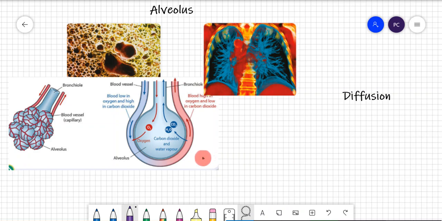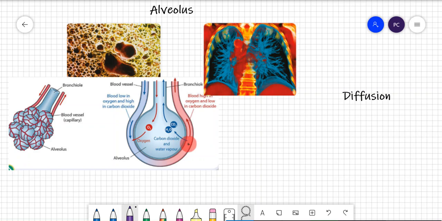Now, also what's really interesting is the body also uses this as an opportunity to get rid of waste. So if we think about carbon dioxide and water vapor, for example, these are waste products of respiration. And they will build up in a high concentration in the blood. So the body needs to get rid of these out of the body, otherwise they're going to become toxic and they're going to kill the body.